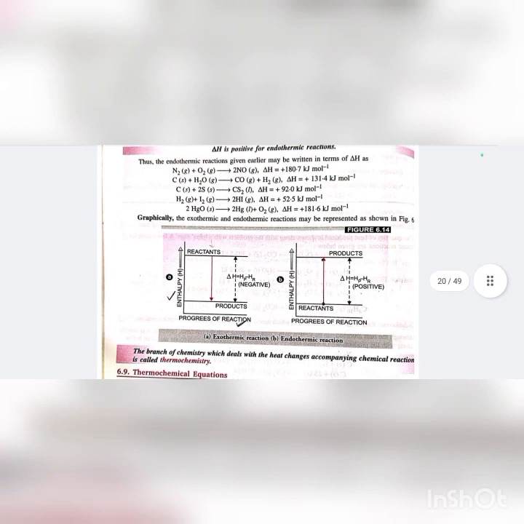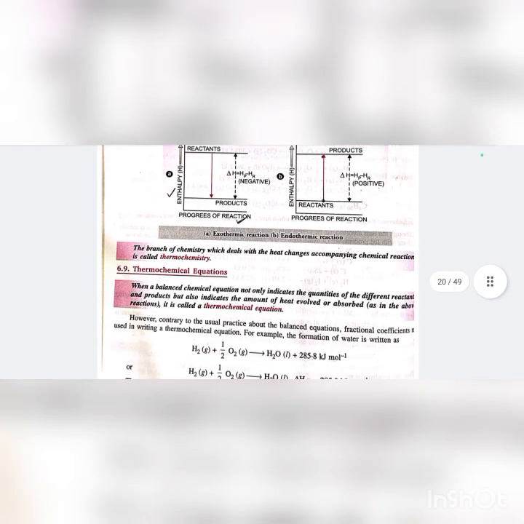Graphically, the exothermic and endothermic reactions are also represented like this. A branch of chemistry which deals with the heat changes accompanying chemical reactions is called thermochemistry.